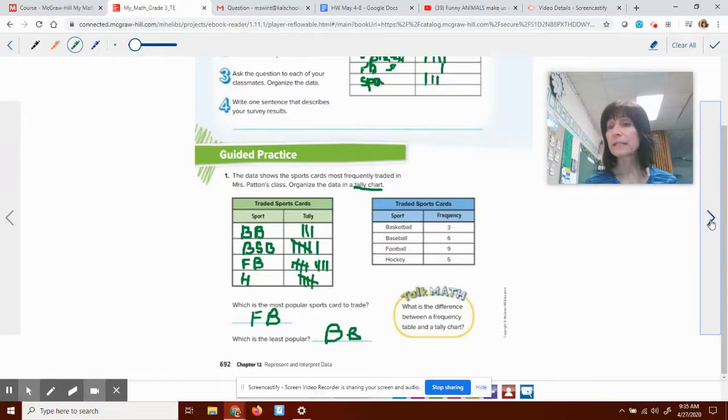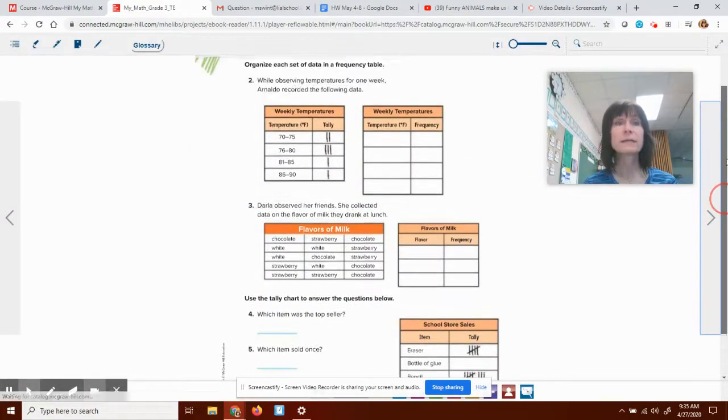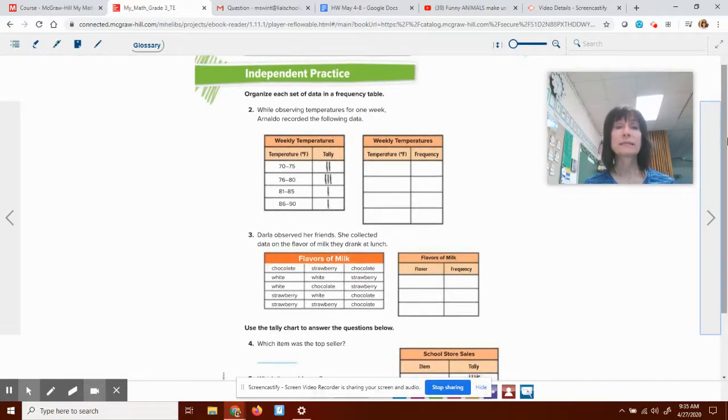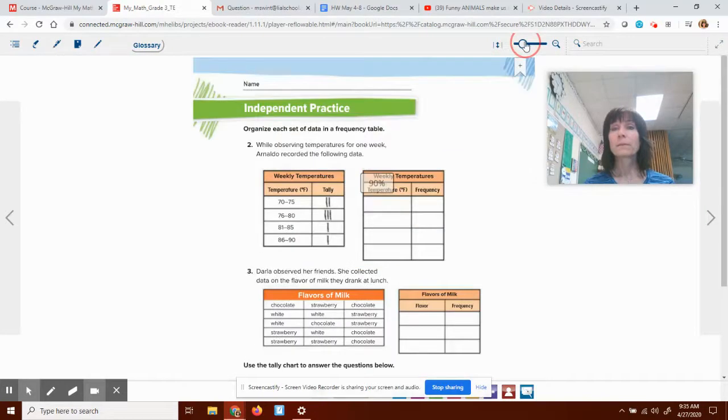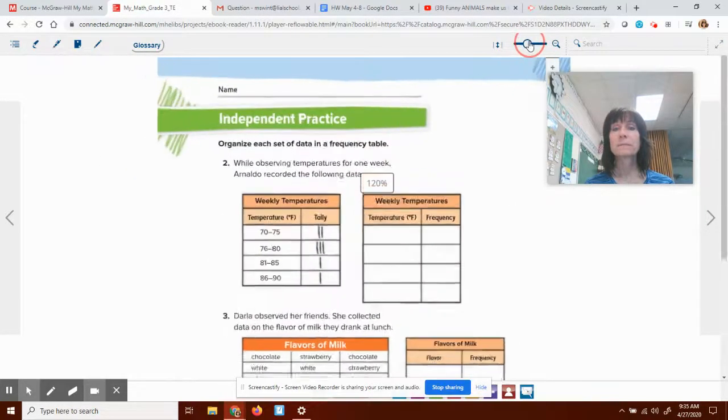Let's go to our next page. On the next page, we have independent practice. They want us to organize each set of data in a frequency chart. Now, I'm going to make this a little bit bigger for Mrs. Swint. There we go.